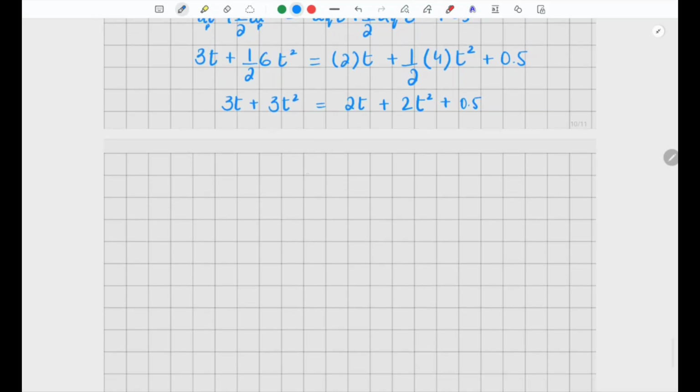So now let's find the time out of this. 3t square minus 2t square plus 3t minus 2t minus 0.5 equals 0.